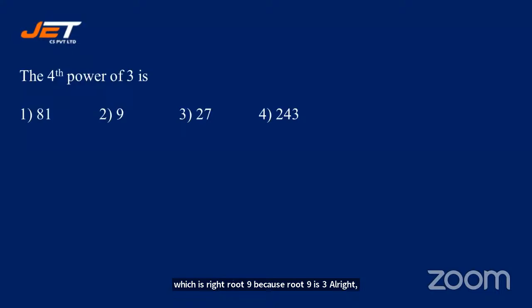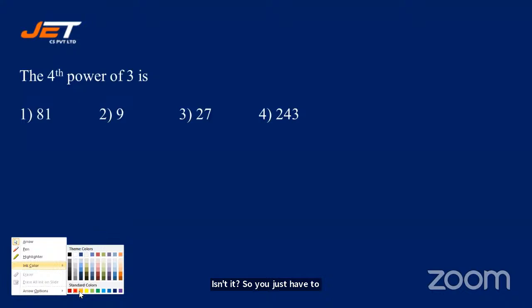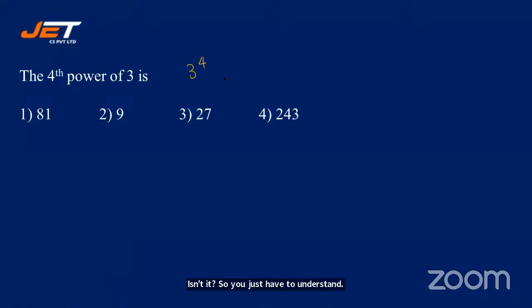The 4th power of 3 is dash. It means what? 3 power 4. Isn't it? So you just have to understand, 4th power of 3 is 3 power 4. So what is 3 power 4? Right, let me see how many are going to give me the right answer for this.